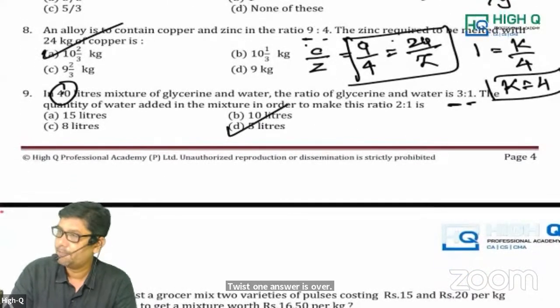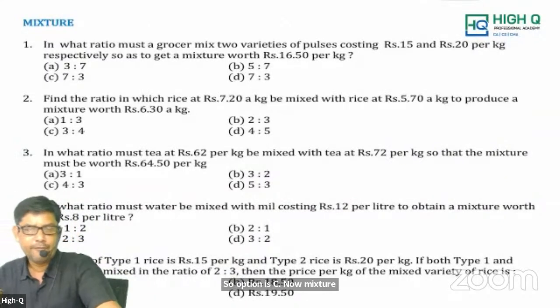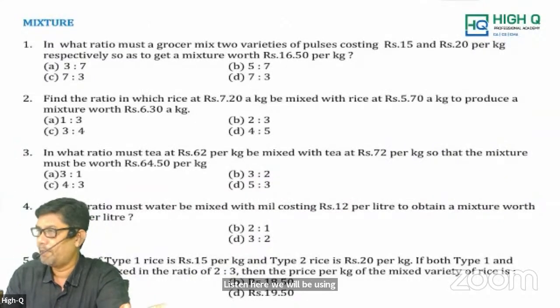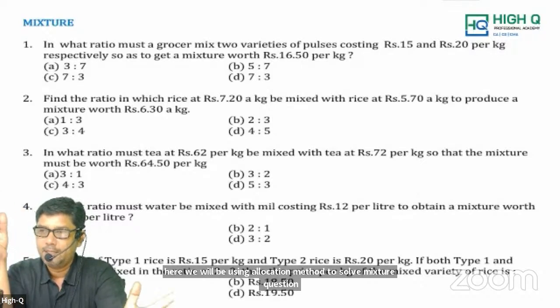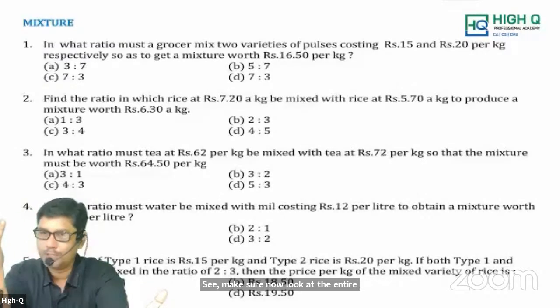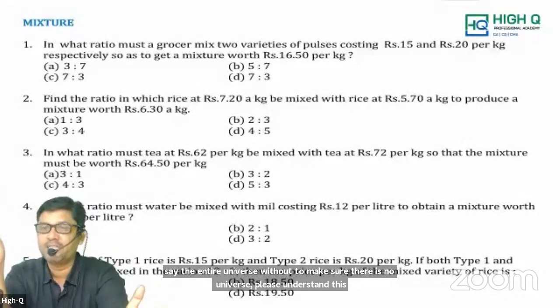So, option is C. Now, mixture. Listen here. We will be using the alligation method to solve mixture questions. Look at the entire world, the entire universe. Without mixture, there is no universe. Please understand this. Everything is mixed. Nothing is pure.